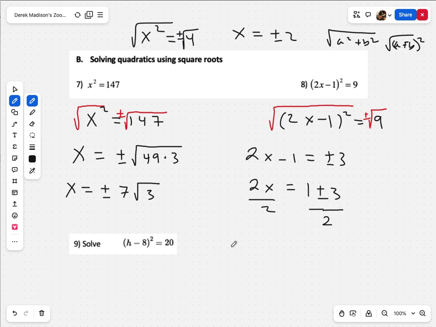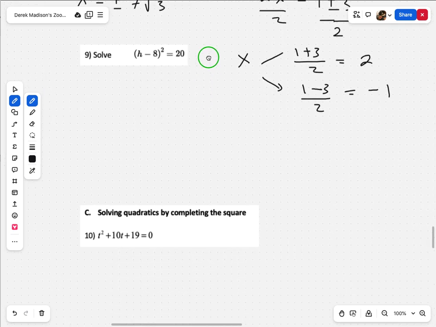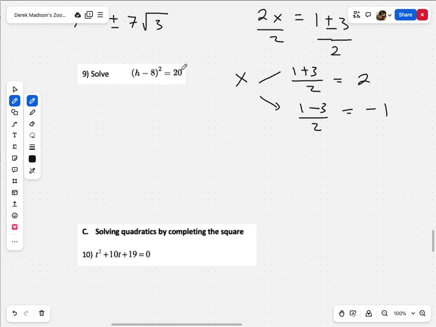And I get this expression. So this is two separate numbers. This is x equals 1 plus 3 over 2, or x equals 1 minus 3 over 2. So 4 over 2 would be 2, and this would be negative 2 over 2, and that would equal negative 1. So that's how that plus or minus works, is you actually have two completely separate answers to solve. Sometimes we write them together. I'll show that on this next one.